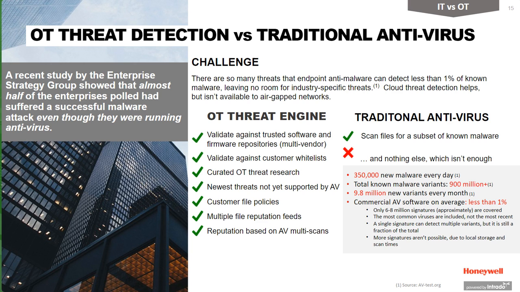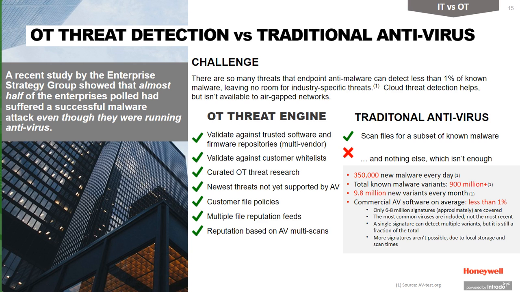I want to put this slide up here because OT threat detection is a completely different animal to traditional antivirus and traditional IT threat detection. You can see this quote from the Enterprise Strategy Group that almost half of the enterprises they polled have had a malware attack. With antivirus on the endpoint, you think, hey, I have an antivirus and a firewall installed on my endpoint, but unfortunately on the OT side, you're not able to update them as much because you're trying to protect them, and so they are air-gapped, and less than 1% of the known malware is being detected.